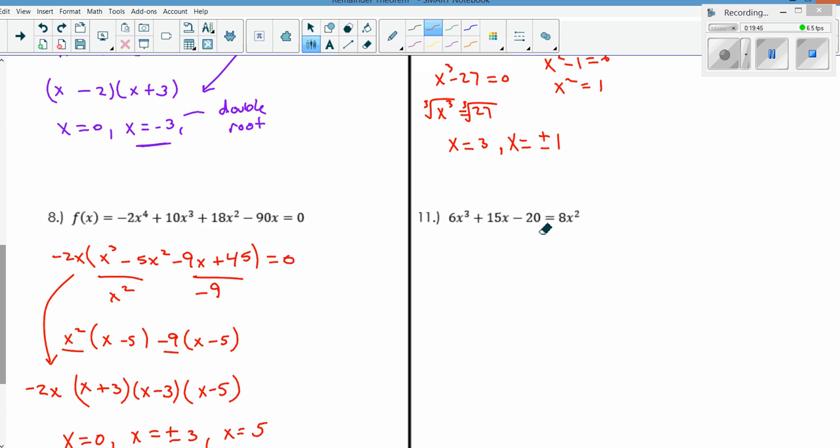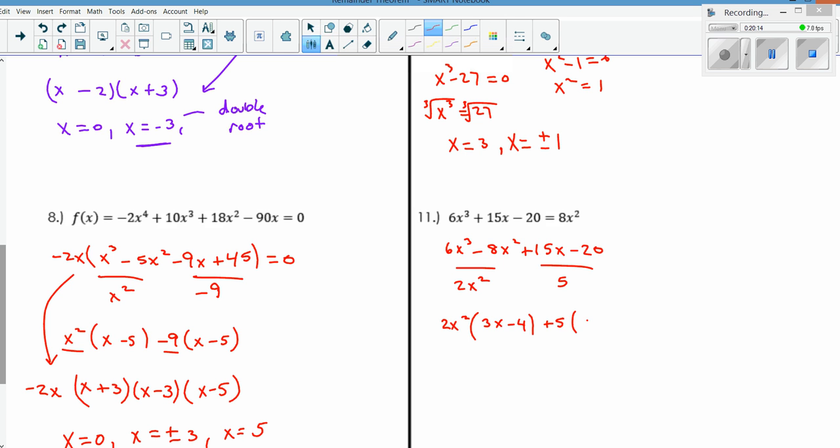First of all, I need to set this equal to 0, so I need to move the 8x squared to the other side. So we have 6x to the third minus 8x squared. I'm going to put it in descending order. Plus 15x minus 20. These two and these two I'm going to group. So I can take 2x squared, and over here I can divide by 5. Okay, so 2x squared is going to leave me with a 3x minus 4.